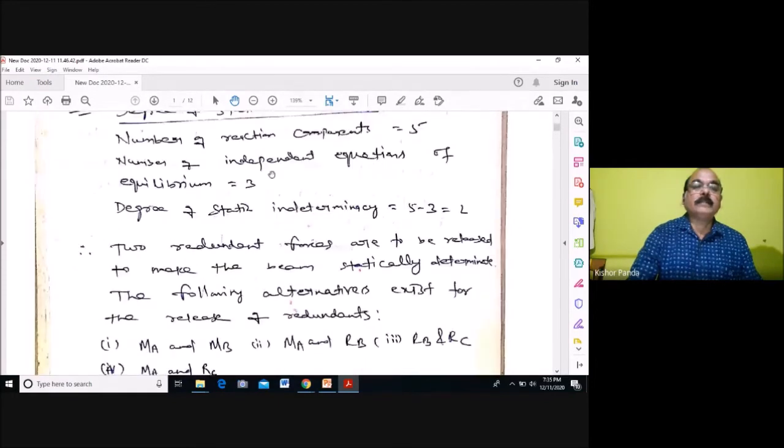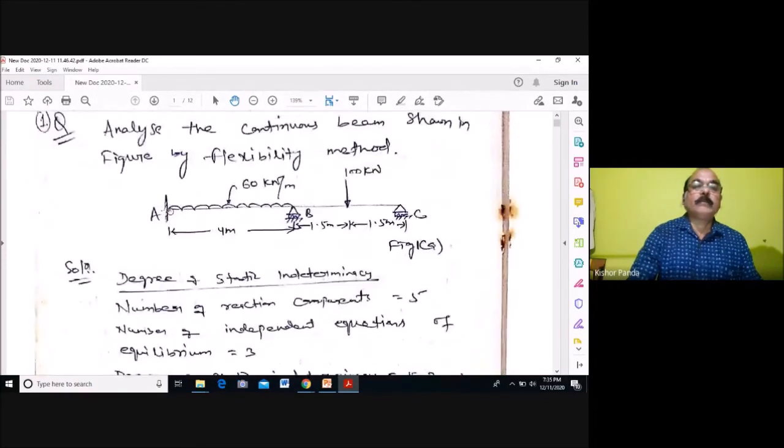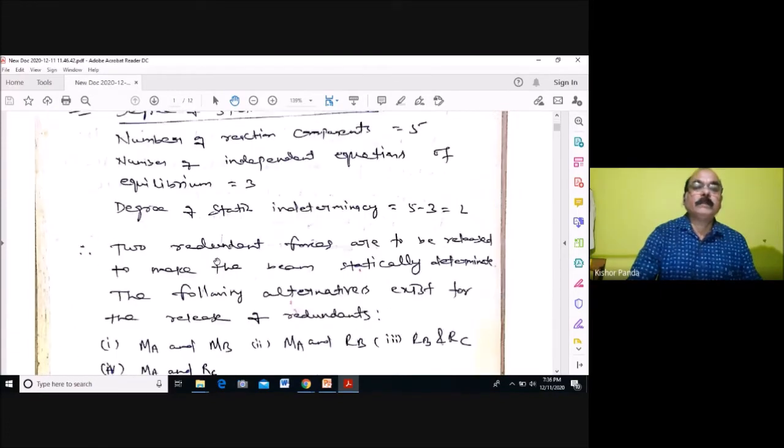So in this question, we'll release the moment at A and we'll release the moment at B. After releasing this moment, this becomes simply supported, and here also after releasing the moment, this becomes simply supported. Then this is converted to the determinate structure.